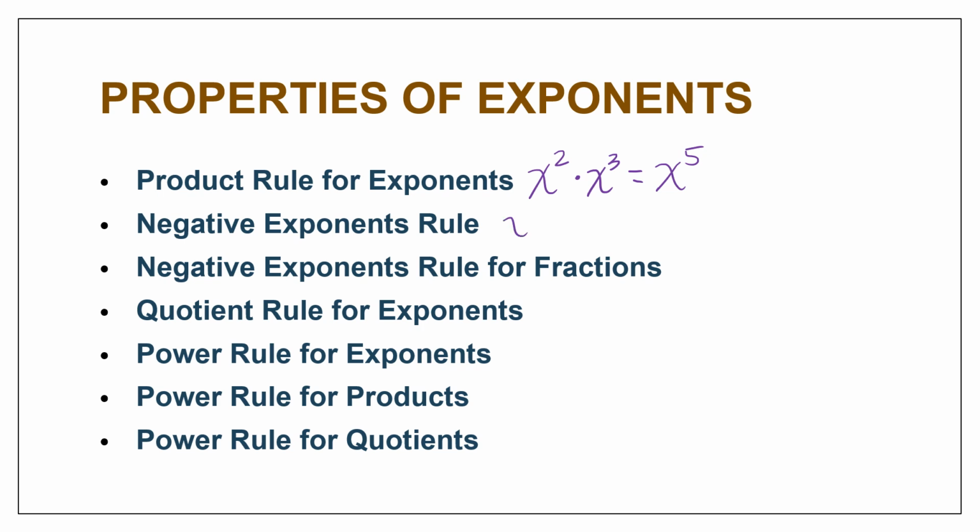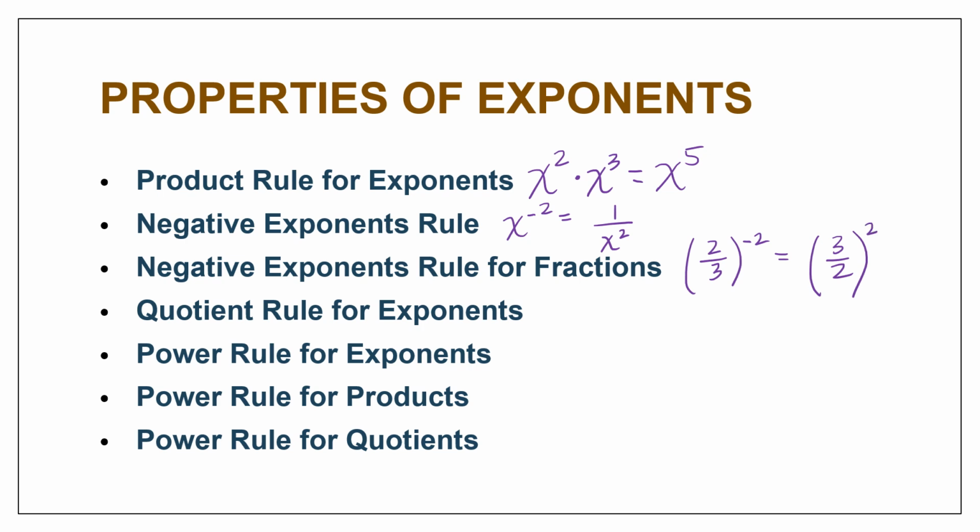The negative exponents rule gives us a way to deal with negative exponents, and it says something like x to the negative 2, we can flip that to the other side of the fraction bar to make it positive. The negative exponents rule for fractions says if you have something like 2/3 raised to the negative 2, you can quickly get rid of that negative exponent just by flipping the fraction on the inside and then changing that exponent to be positive.